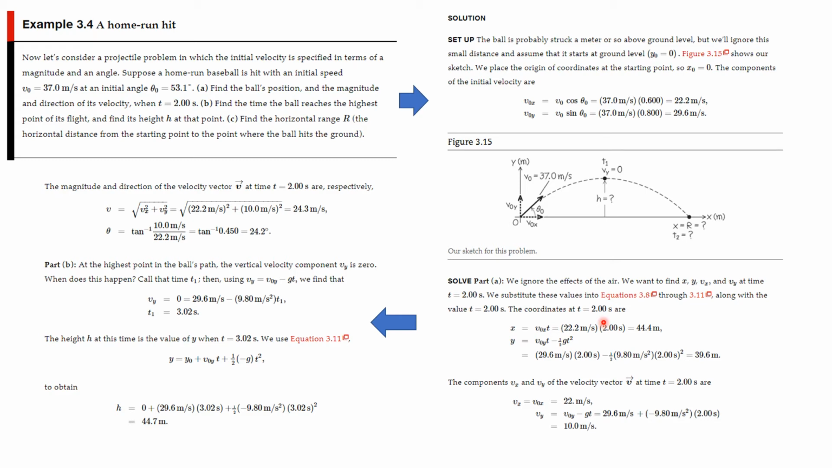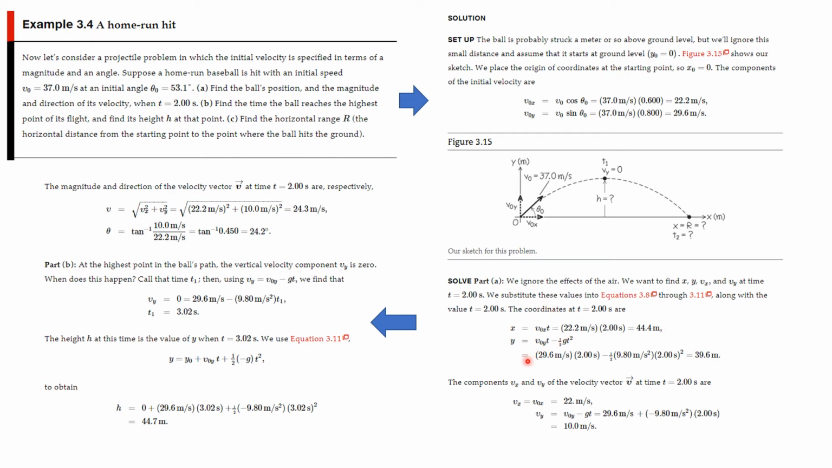So here's what we know then. t is equal to 2. So x is equal to v0x, which we found up here to be 22.2, times 2. So the x coordinate is 44.4 meters at time t equals 2.